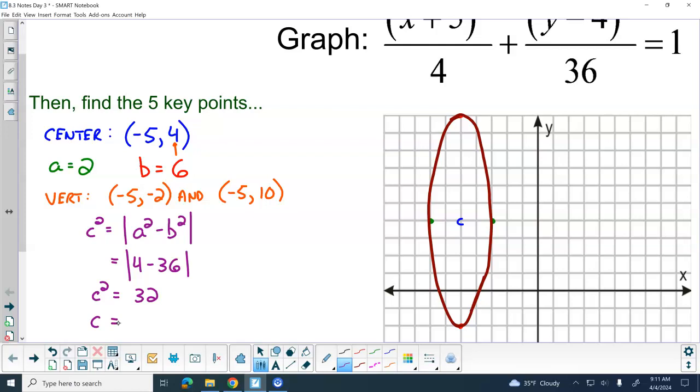4 square root of 2? 4 root 2? Because 32 is 16 times 2. Square root of 16 is 4. Square root of 2 is square root of 2. So it's 4 square roots of 2.